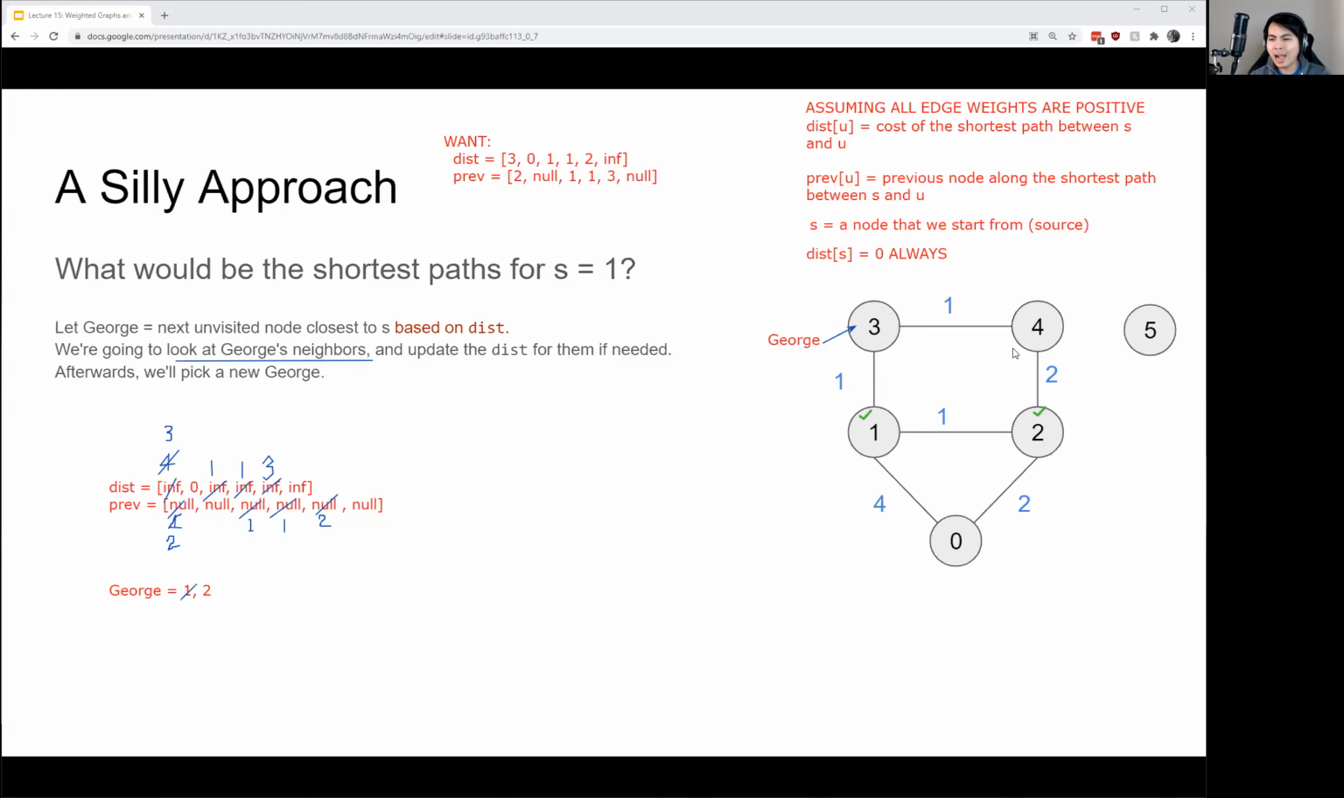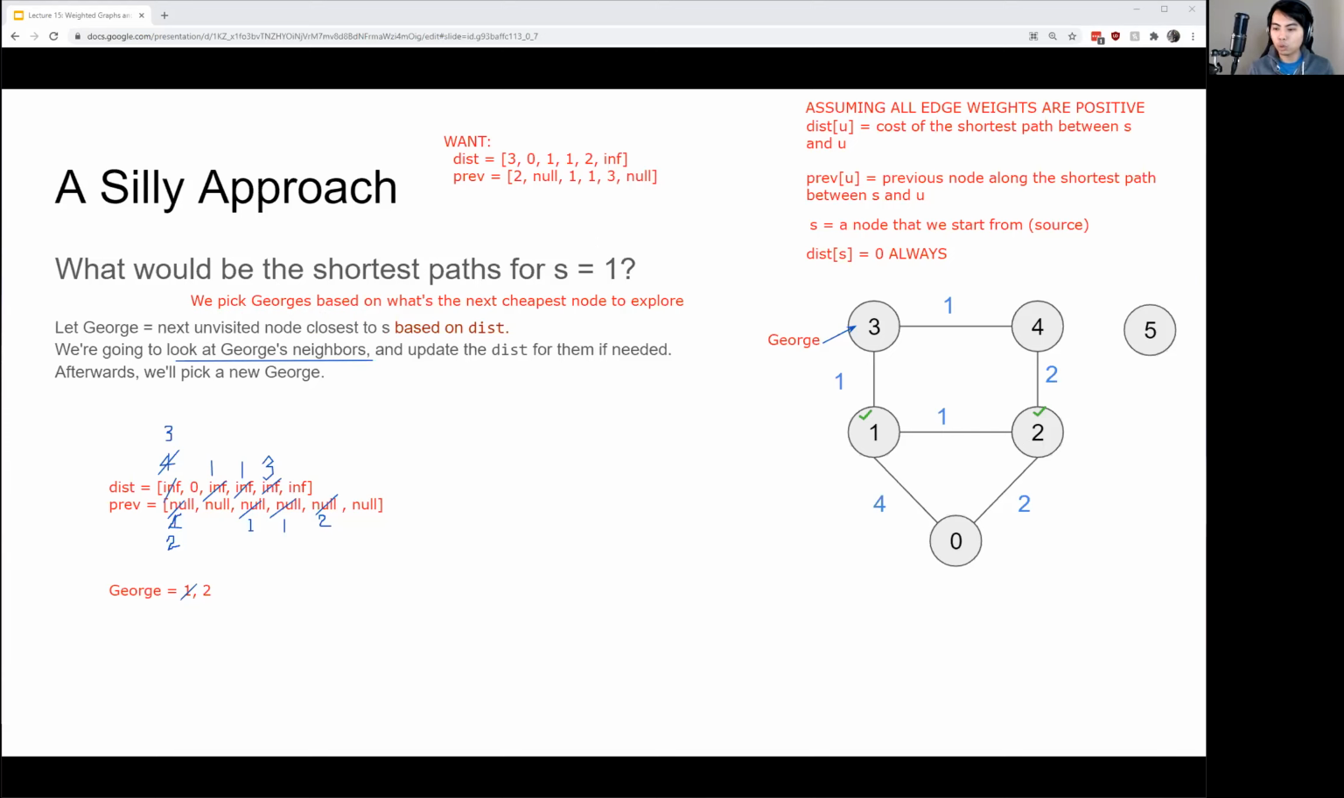So someone's asking, how did we get from 2 to 3 if there's no direct edge here? I'm not picking Georges based off of what's connected to 2. I'm picking Georges based off of what's the next cheapest thing to explore, right? So in other words, we pick Georges based on what's the next cheapest node to explore, not the next node that's connected to what we just visited. That's a really good point, right? That's a great question. I'm really happy that you asked it because it does clear up a few things for other people in the room.